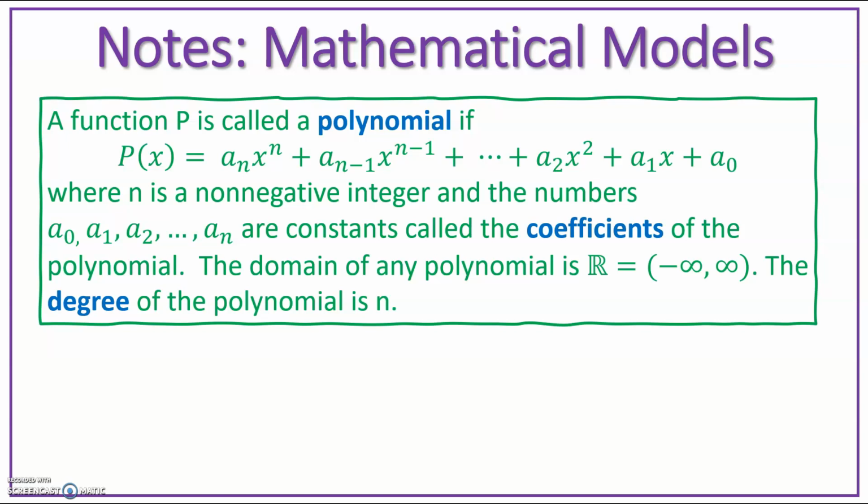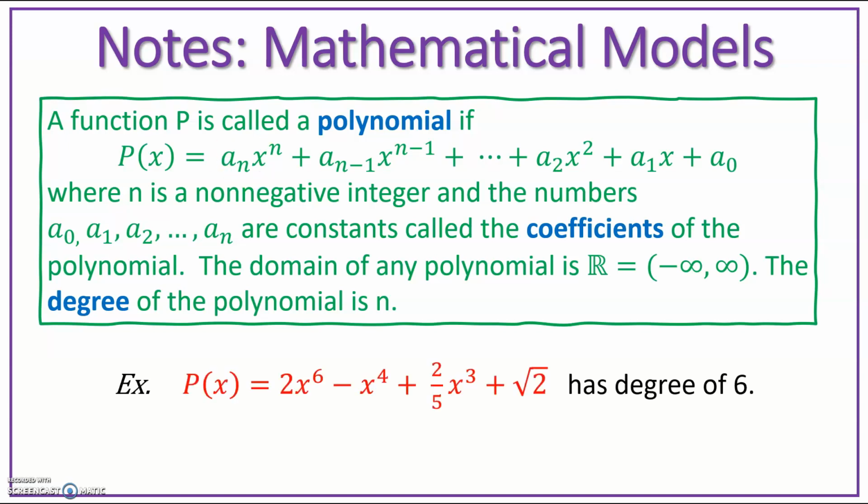The degree of the polynomial is referred to as n. It is the highest value you see. For example, if we were given the polynomial p of x is equal to 2x to the 6th power minus x to the 4th power plus 2/5 x cubed plus the square root of 2, there are a couple of things to notice. The first thing to notice is that each term has a degree.